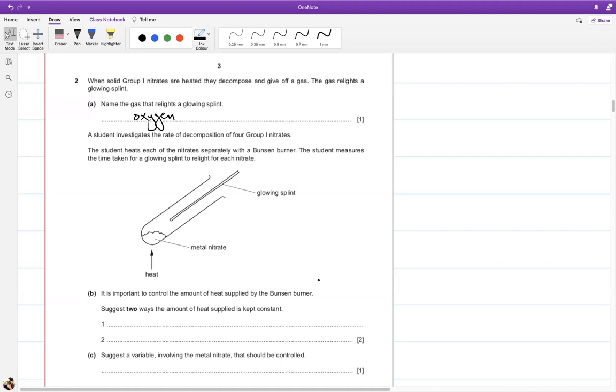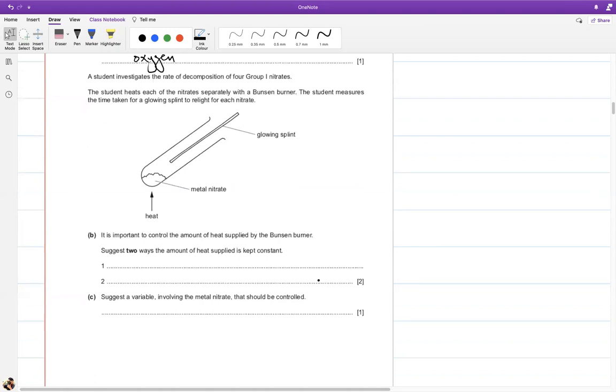Okay, so just a variable involving the metal nitrate that should be controlled, because we are using metal nitrate and we are basically trying to compare the rate of decomposition of four different nitrates. Then to get a fair comparison, we should use the same amount. Okay, so we'll say that you take the same amount of each substance. You can also say that take the same number of moles of each substance.